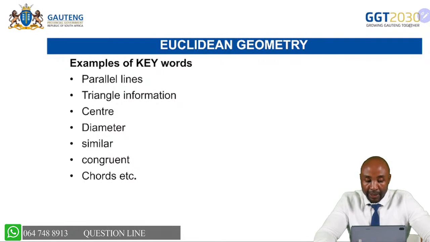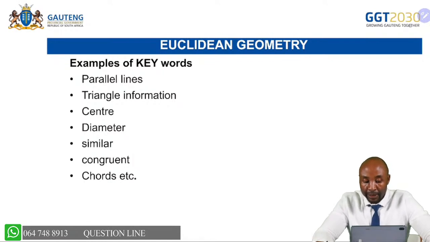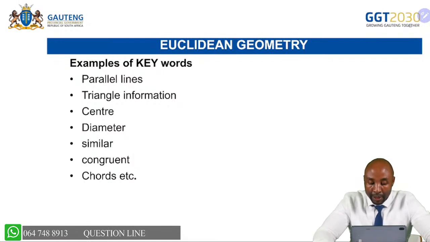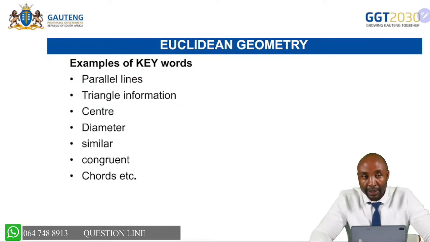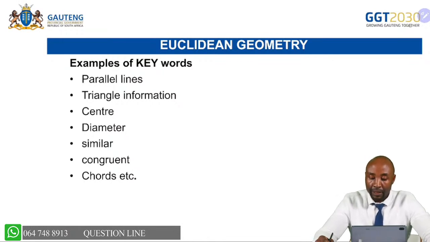There is information about a center. You know the theorems that deal with a center. If you are given information about a diameter, you know that a diameter is a line drawn from one part of the circumference to the other part of the circumference through the center. You are able to get keywords like similar triangles. You should be able to know, if they say similar, what do I look for? If you are given information about congruency, what do you look for? And that information may help you to answer the question as we move forward. Chords, etc. You know all the Euclidean geometry terms.